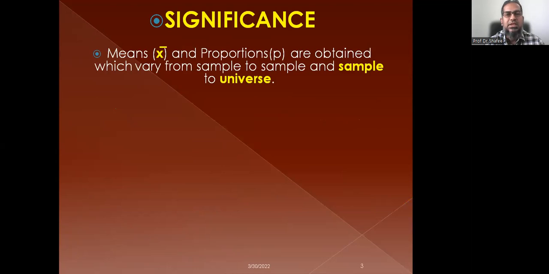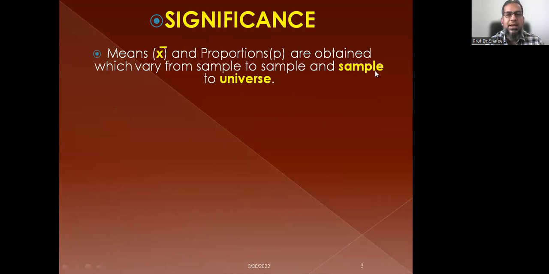So, what do you mean by significance, and when do we use this terminology? Let us take the example of performing an experiment on the effect of salt intake on blood pressure. When we perform an experiment or study, we get means and proportions from this study, from sample to sample and from sample to universe.